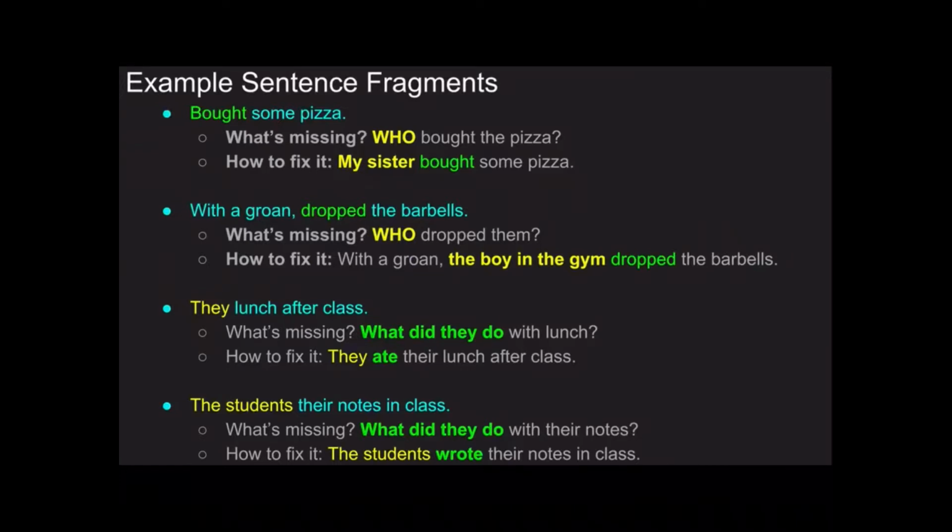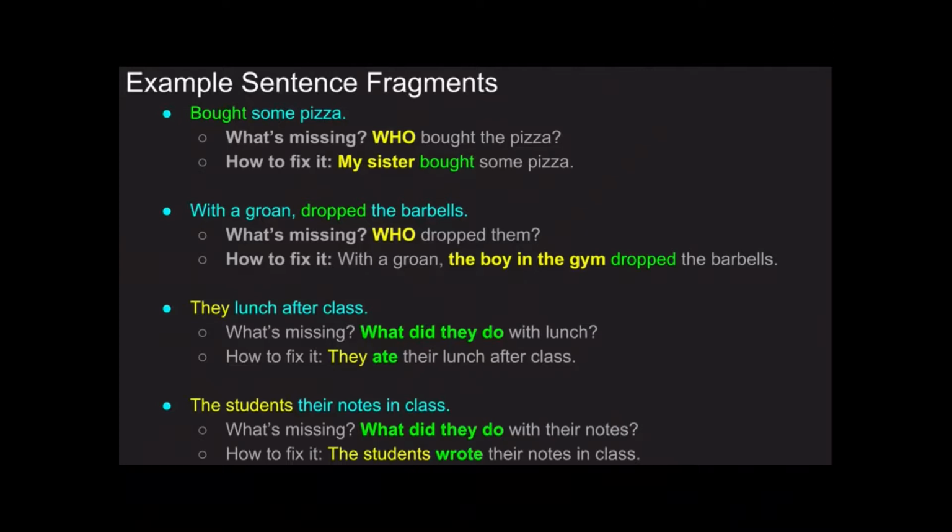Looking at sentence number 2, this says, with a groan, dropped the barbells. So dropped is highlighted in green because that is the verb, but we don't know who dropped them. So that's what's missing. We need to know who the subject is. So the way you fix this is to go in and add that detail to the sentence, or add in that subject. So I wrote this as, with a groan, the boy in the gym dropped the barbells. So that forms a complete thought. I don't need any additional information, so I have completed this sentence and effectively fixed this fragment.